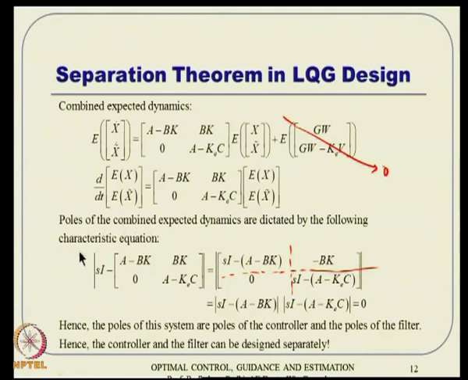And this particular result shows us that the poles of the system, or the combined eigenvalues of the entire dynamics, are nothing but the poles of the controller and the poles of the filter, because this one results in the poles of the controller and this one results in the poles of the filter. So, essentially the poles of this entire system consist of nothing but the poles of the controller and the poles of the filter, and hence the controller and filter can be designed separately actually. Even if you consider this and that separately, the combined system does not go bad actually. So, this is the separation theorem in LQG design.